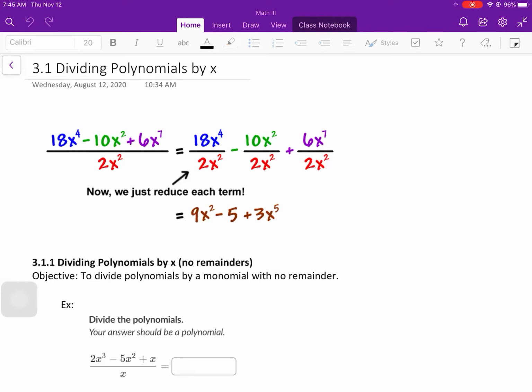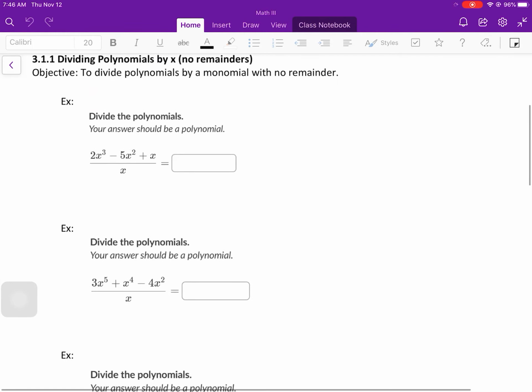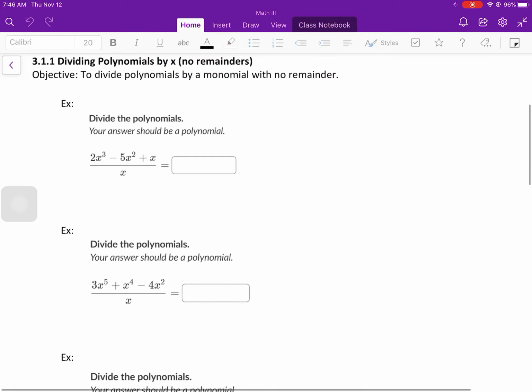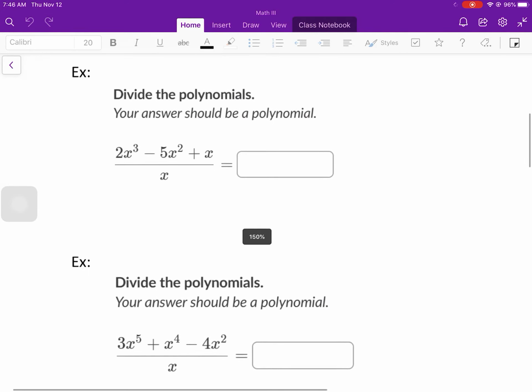In this unit, we're going to begin dividing polynomials. So we're going to start off easy, just by dividing something simple, such as dividing by a monomial. That might be the next one. No, just dividing by x, but with remainders, getting used to the setup on how we answer if we have a remainder. But for this first one, there are no remainders, so it's a pretty simple process.